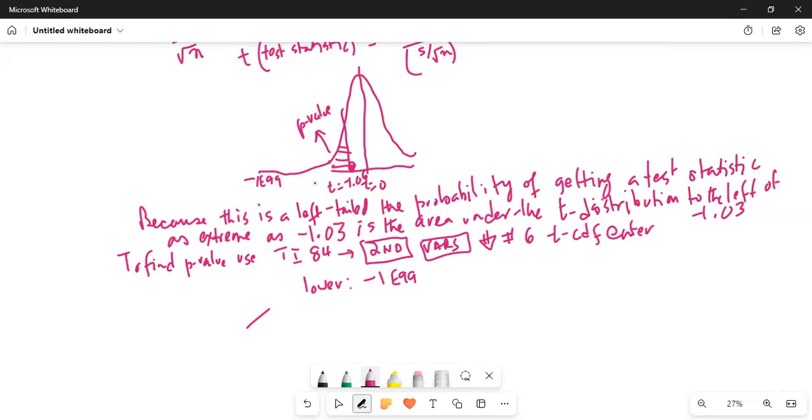My upper is where I'm stopping, is minus. This minus is next to the enter on the calculator screen. Upper is -1.06. Then it asks for degrees of freedom, which is our sample size minus 1. 18 minus 1 is 17.